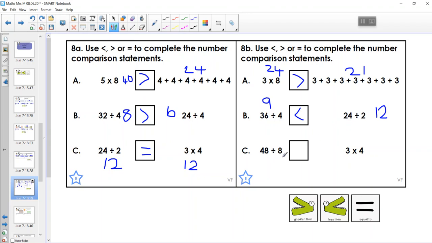How many 8s in 48? I know there are 6 8s in 48. And 3 times 4 is 12. So 48 divided by 8 is less than 3 times 4.